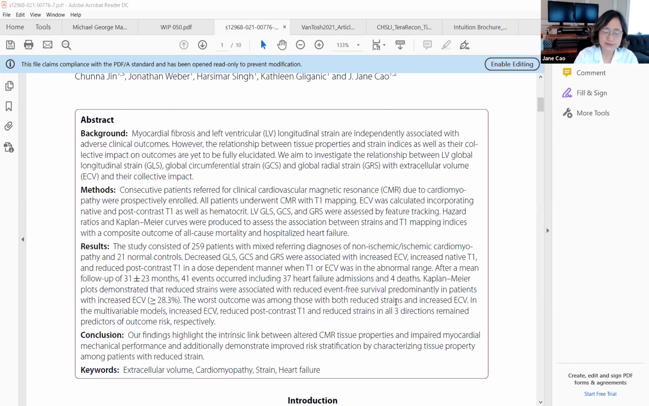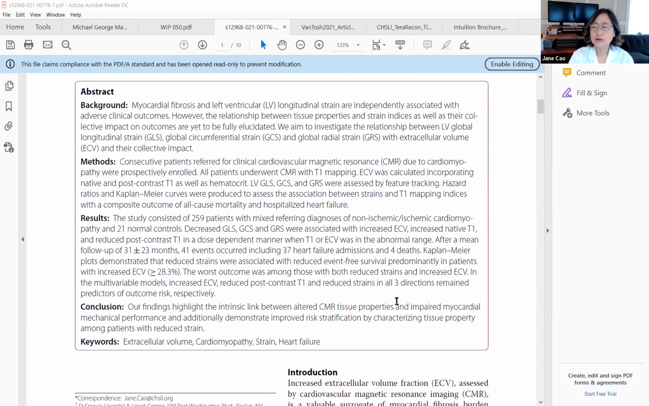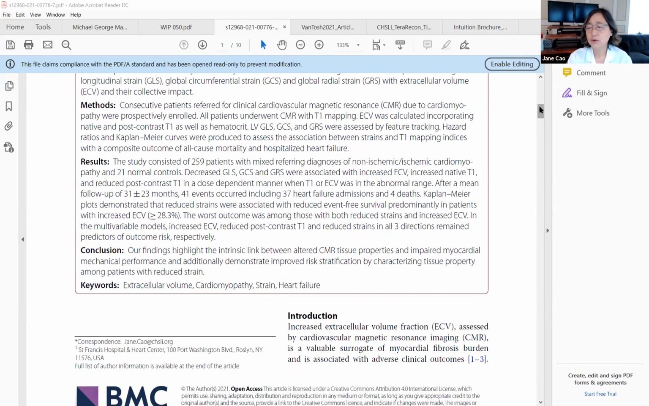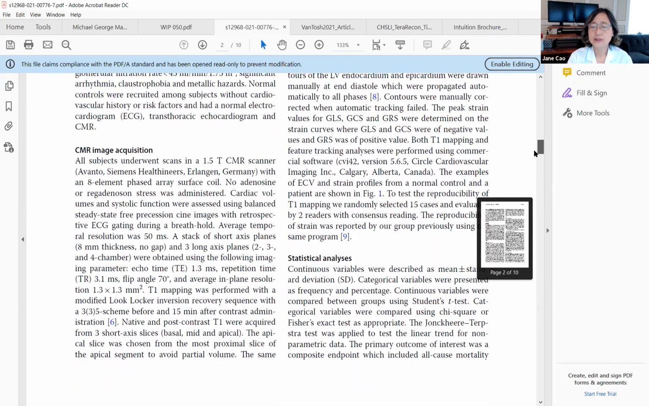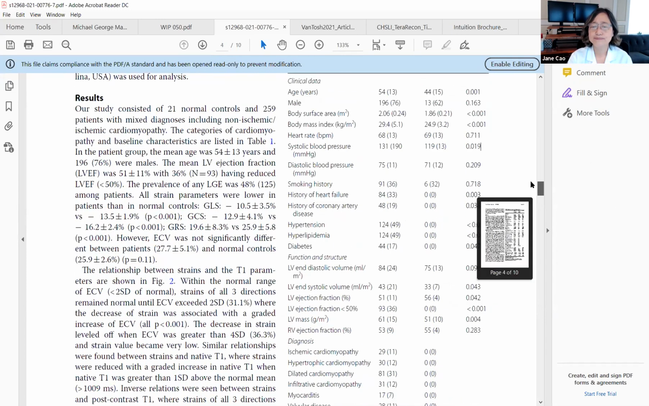This is a prospective study that recruited patients referred for clinical CMR. Written consents were obtained from all. There were 259 patients and 21 normal controls included. So now let's look at participants' characteristics in table 1.